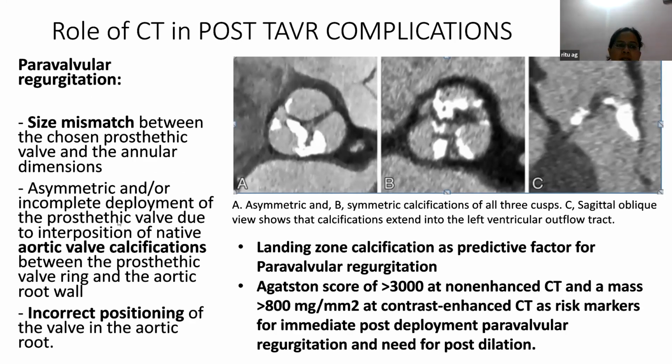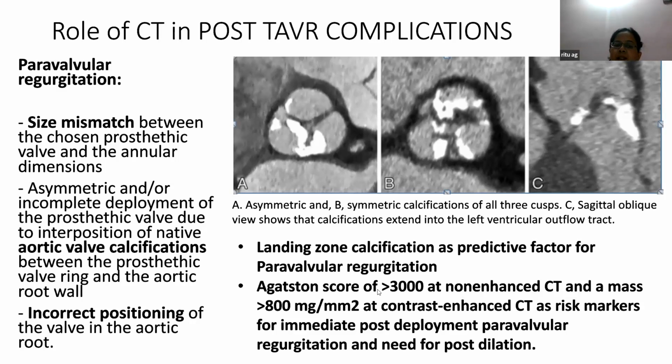And then the other problem is the aortic valve calcification. And the third problem is incorrect positioning. So the calcification, if we see on a pre-TAVR CT, this is a kind of bulky calcium, if we are having symmetric or asymmetric, or we are having a calcium of the outflow tract, then it is a risk factor for developing PVR.